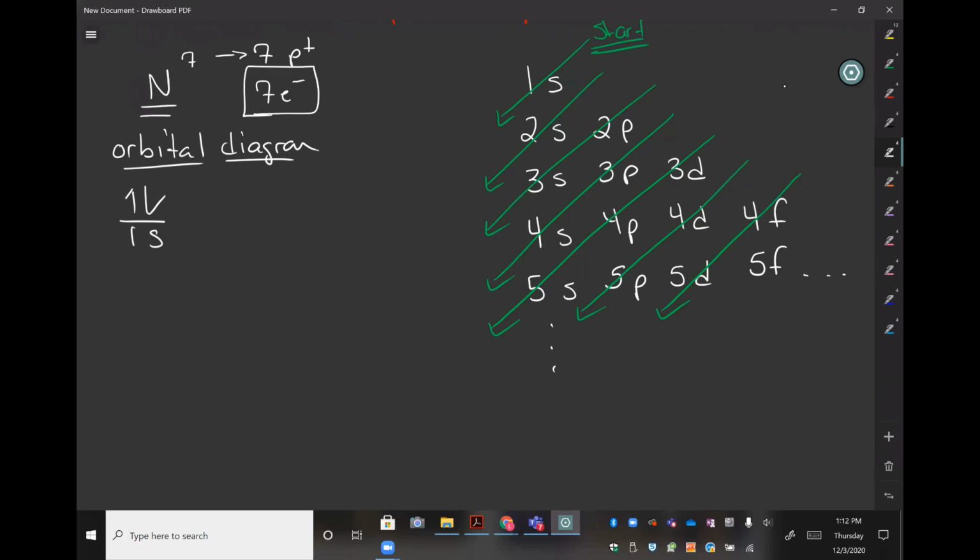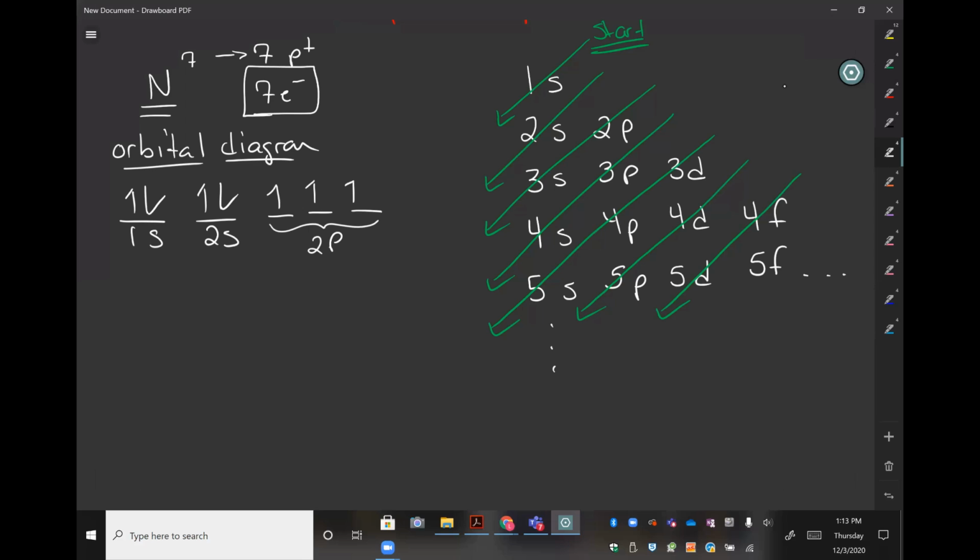Now we're going to go up to the start of the second arrow and go down from there. So the next one we will encounter is the 2s. Again, we fill up one and down one. From the 2s, we then go to the 2p. Now, the p orbital has three orientations, so we're going to draw three lines for that. And according to Hund's rule, we fill one in each first, and then we can go back and double up.